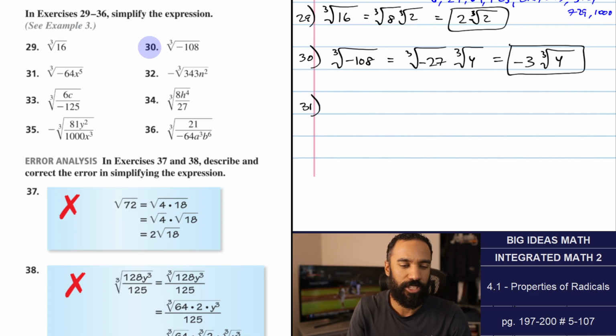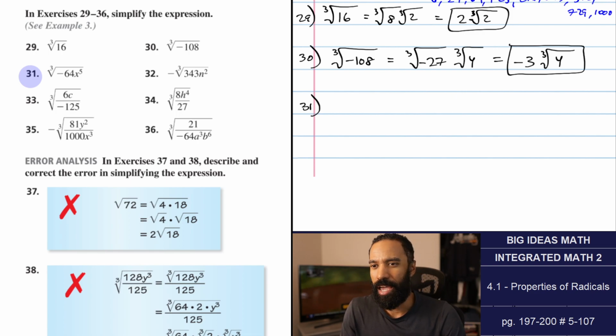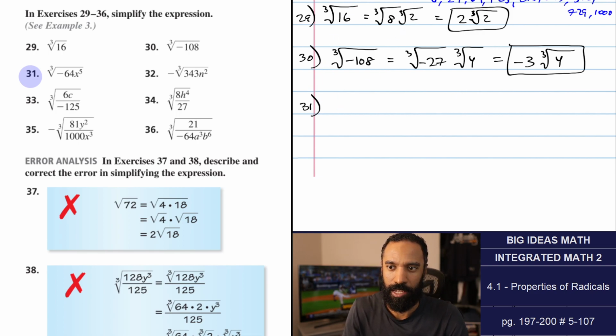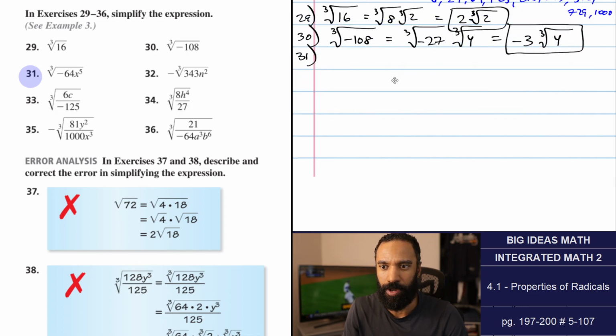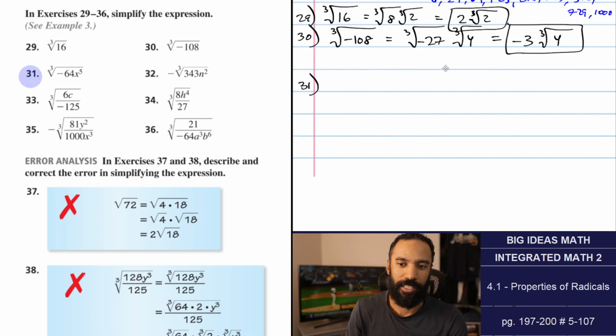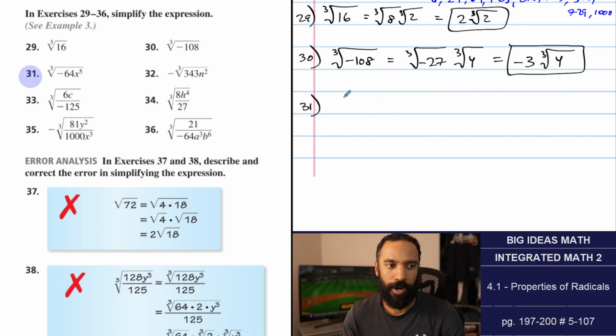Very drill and kill-esque. Just make sure your work's organized. Notice how I'm skipping spaces. I can see some students just really cramming this in and going from here to here to here. What are you doing, man? At least have some level of organization, box your answer, and please show your work.